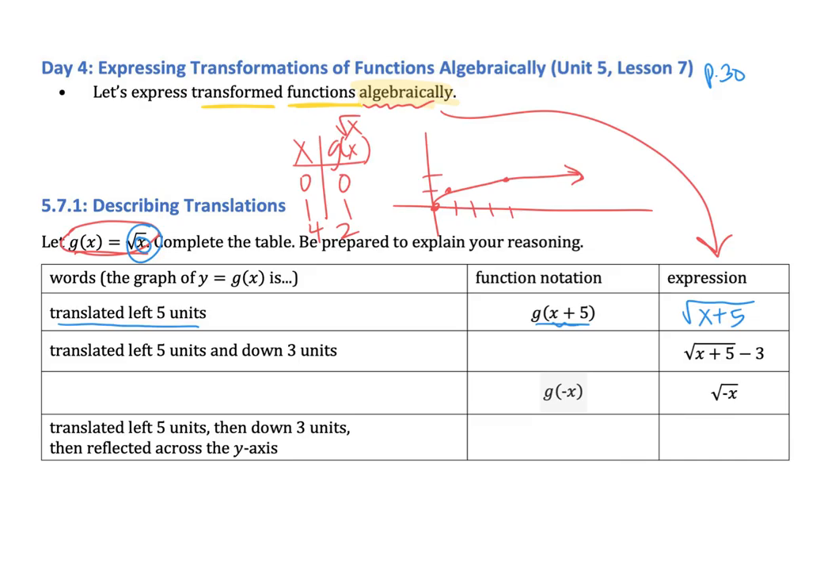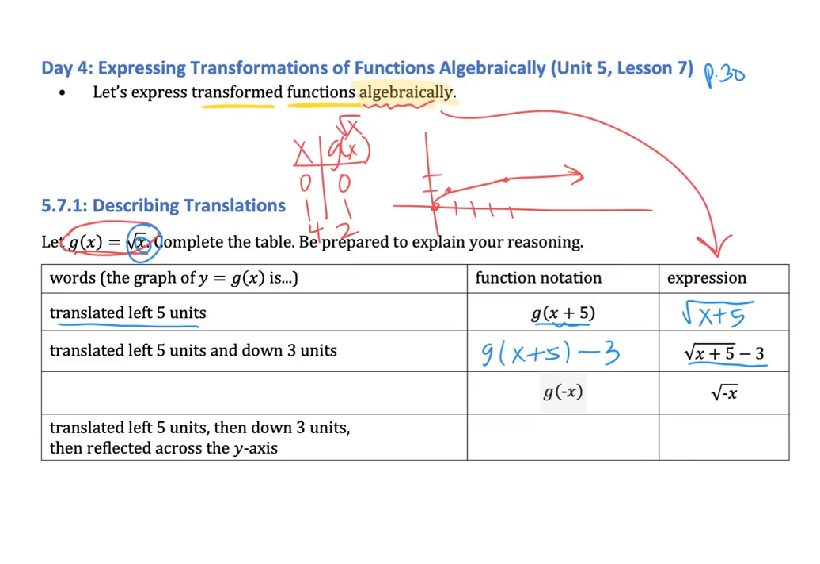So look at the next one. It says translated, this graph has been translated left 5 units and down 3 units. So this time they showed you here what it would be using the square root function itself. So algebraically they showed it to you. So what would that look like in function notation? So hopefully you're going to know that would just be plus 5 and minus 3.